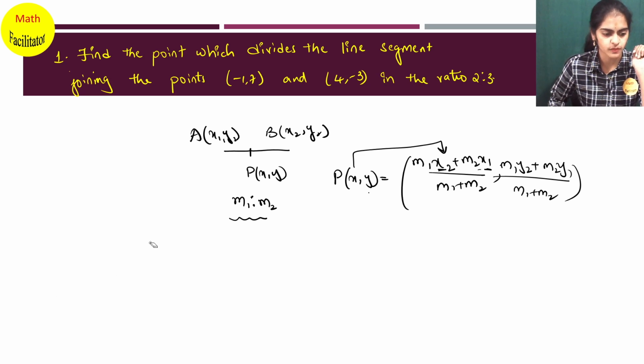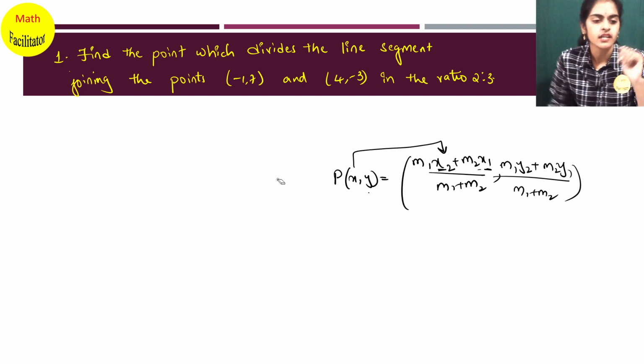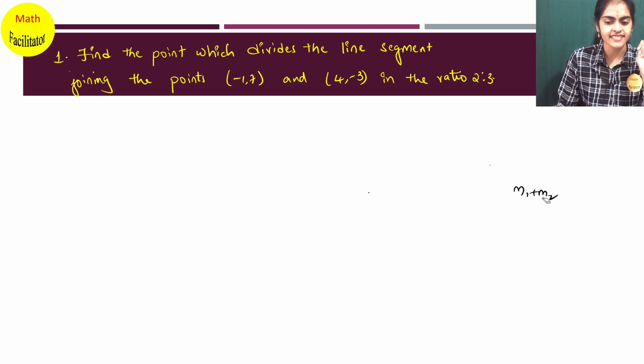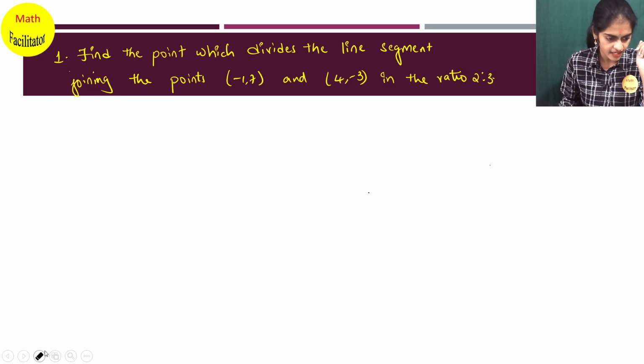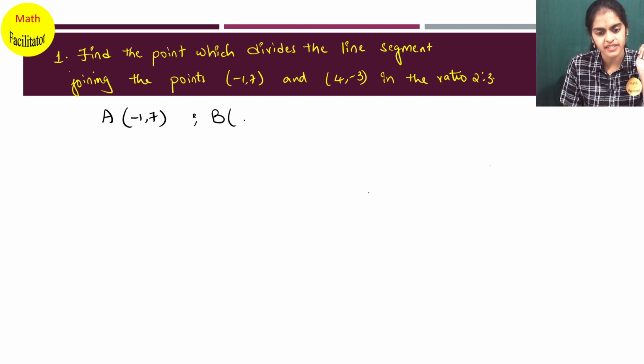I hope this is very clear, and the entire exercise we will be using this formula. The very first question of this exercise is: find the point which divides the line segment joining (-1, 7) and (4, -3) in the ratio 2 is to 3. I'm considering the point A as (-1, 7) and the point B as (4, -3), and the given ratio is 2 is to 3.